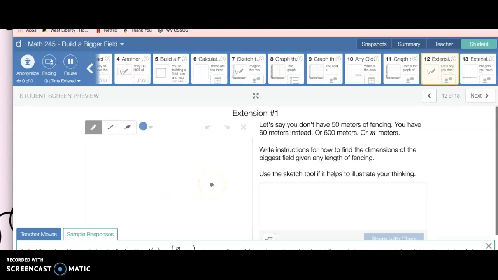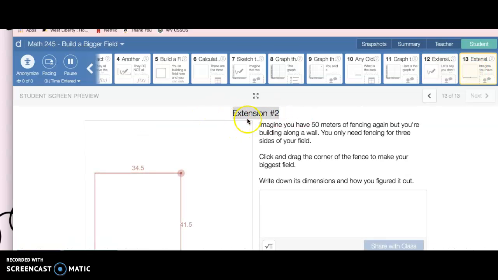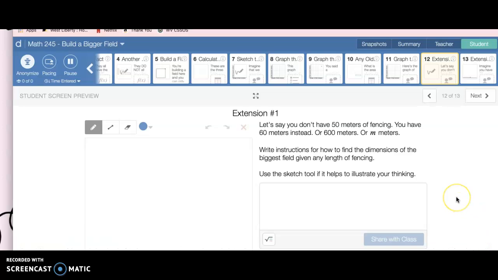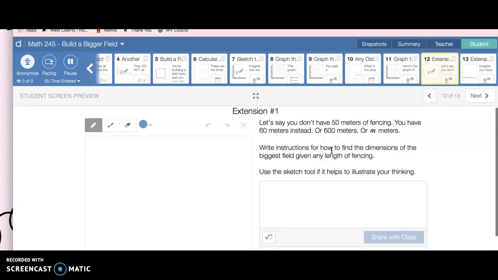For number 12, these are extension questions. That's number 12 and 13. As you can see, they say extension at the top, and I would use these as a review item just to see what the students are actually feeling after the lesson. I would take those for points, I do believe, so we can see how they would do if they were assessed on the material right now after just going over all of the material.